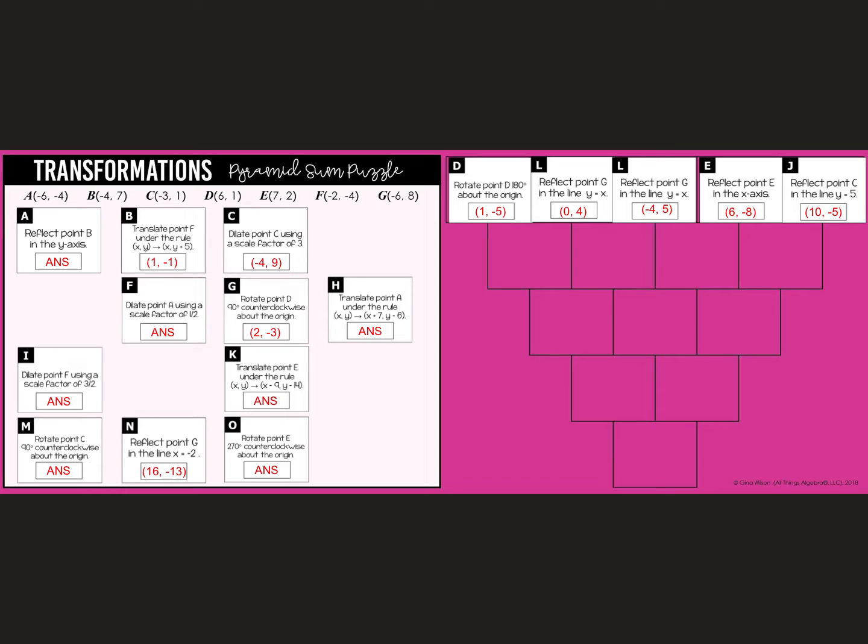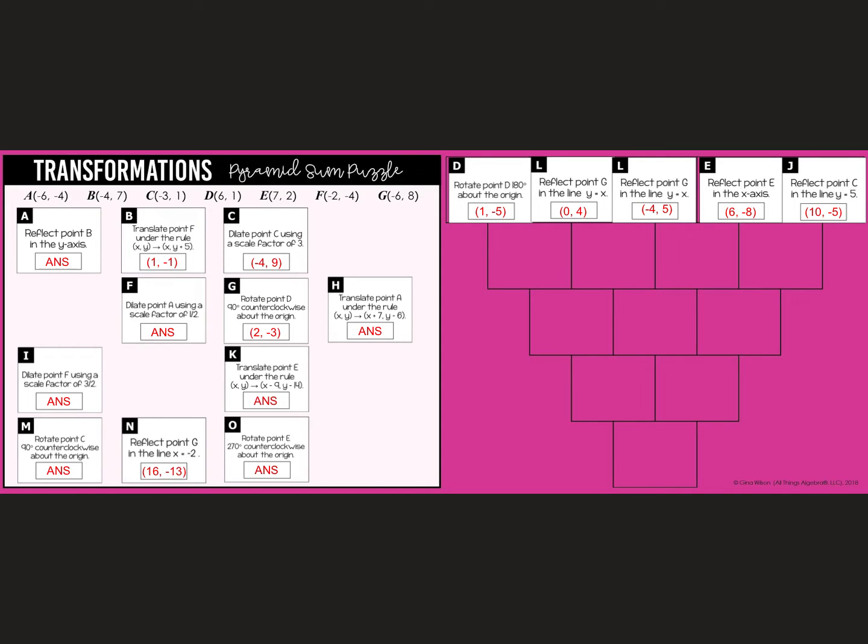So on this transformations pyramid sum puzzle, you're going to want to start by probably just solving all the problems first, or at the minimum solving at least that top row. And then you're going to drag the letters it tells you to up into that top row. So I've just put in answers that are not correct, but I just wanted to be able to show you how to assemble the puzzle.